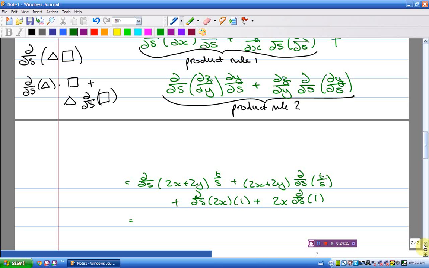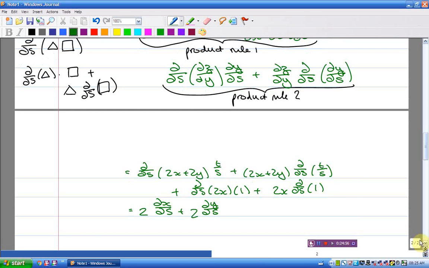Alright, cool. Let's differentiate. Right, very first derivative is we need to differentiate 2x with respect to s. You don't have to write what I've just written. You could jump to what it is. I'm just trying to be really explicit about what's going on here.